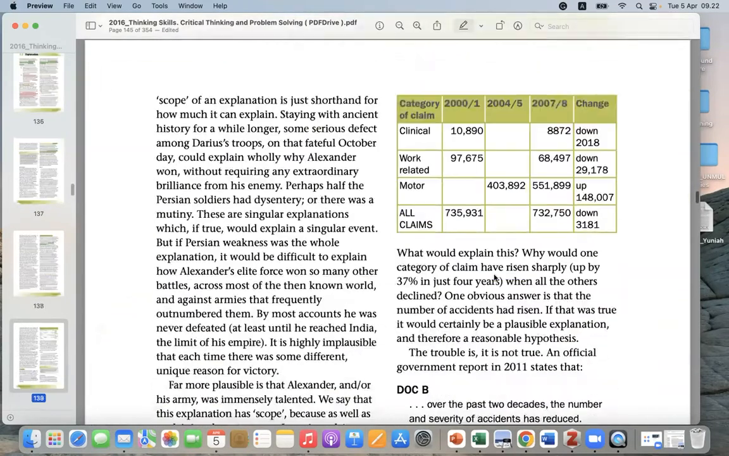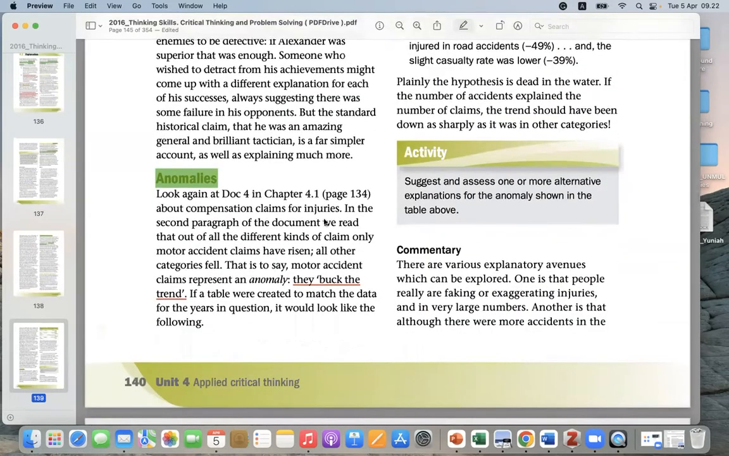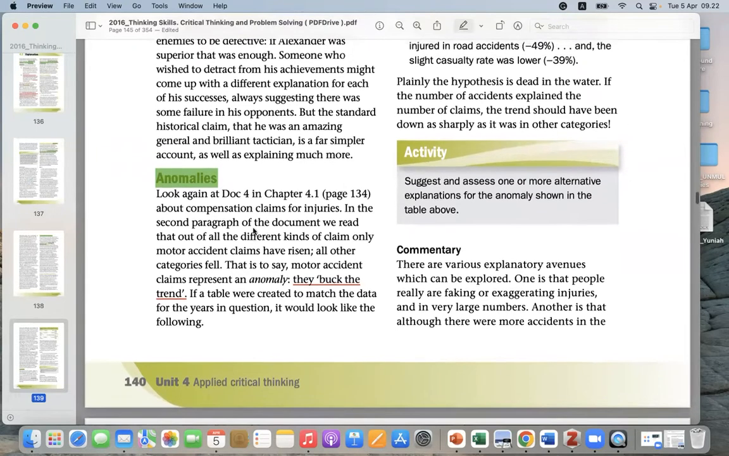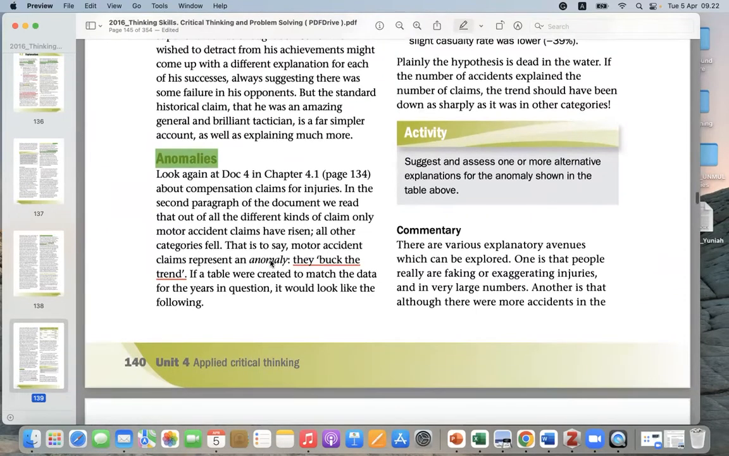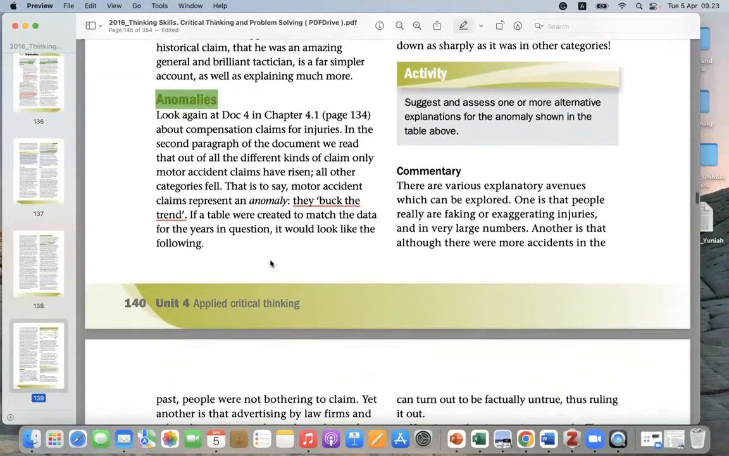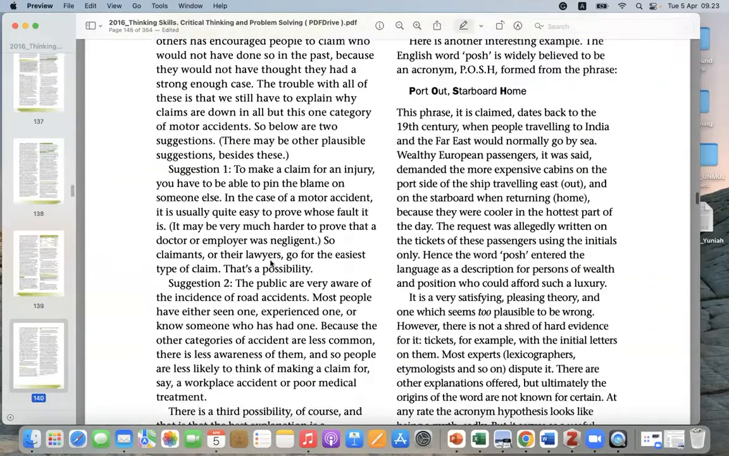And then anomaly, or anomalies. Anomaly means things that are different from the usual. Usually we have things that are not in order or on track, things that are different from usual. This is anomaly.